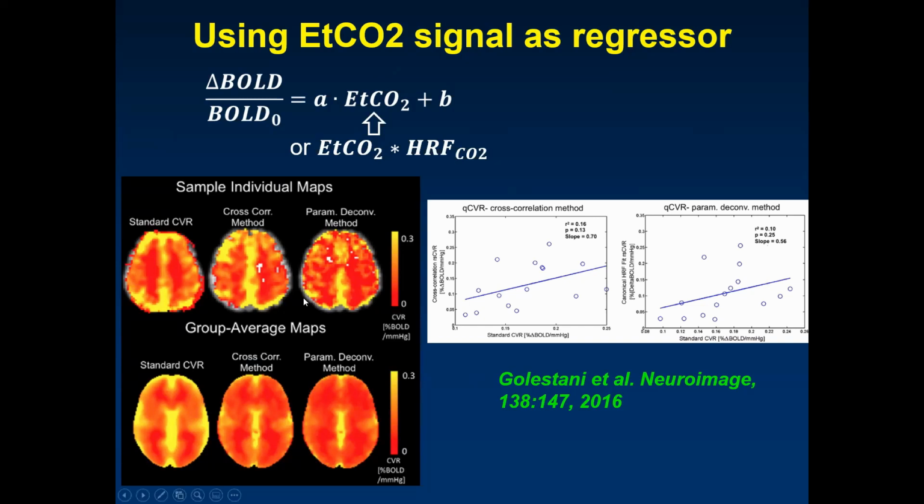They compared the resulting maps with the standard CVR maps, and again shown here are the individual maps and also the group averaged maps. Although the maps showed some similarities across different methods, the absolute CVR values obtained from these end-tidal CO2 regressors did not show a significant correlation with that obtained by CO2 inhalation CVR.